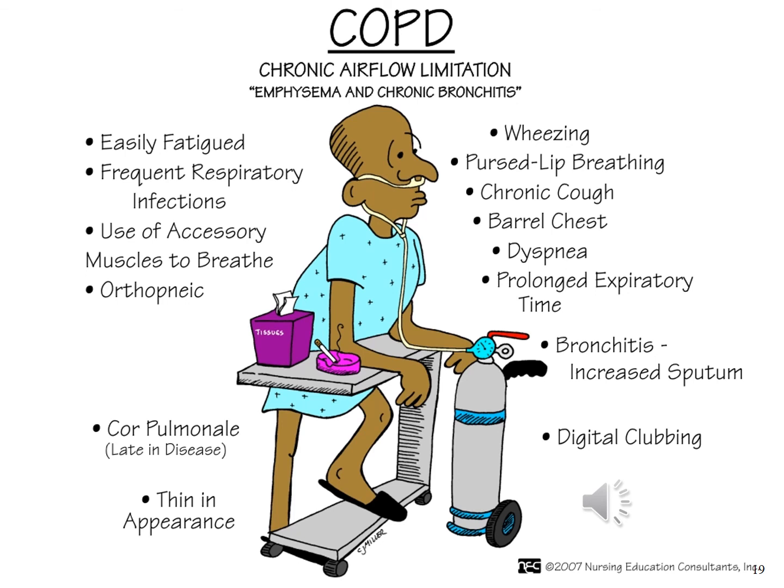Wheezing, the pursed lip breathing, chronic coughing, the barrel chest, the difficulty breathing. I think we talked about all of those. Prolonged expiratory times. They usually can get the air in, they can't get the air out. That's usually the harder part. Digital clubbing, cor pulmonale, that's more late stages that eventually can lead to heart failure. These patients notoriously are thin in appearance because of their activity intolerance and their inability to get proper nutrition.